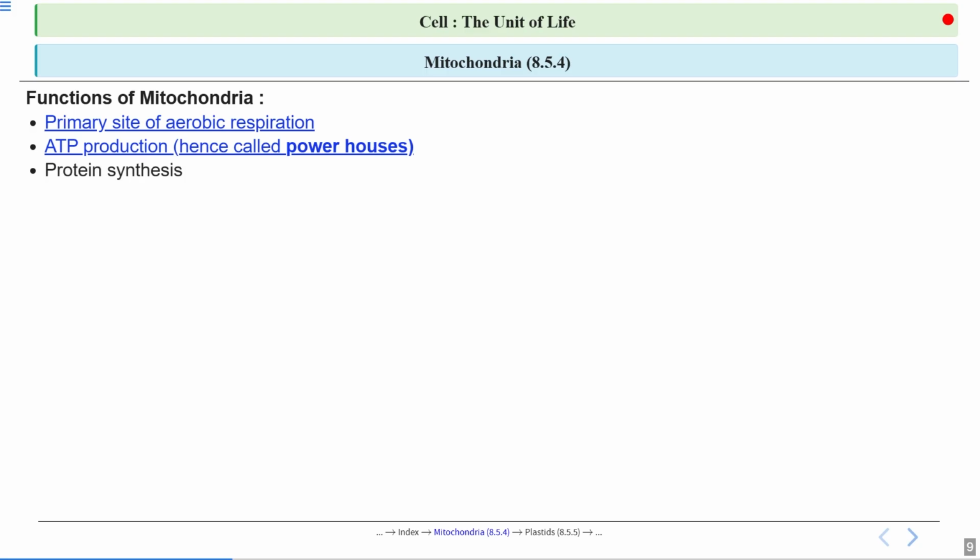It is involved in protein synthesis. This we have discussed. Mitochondria consist of their own ribosomes. They have their own DNA. They can make proteins. These proteins are involved in the electron transport chain and oxidative phosphorylation. Then it is involved in cellular energy metabolism as well. It is producing energy. Clear?